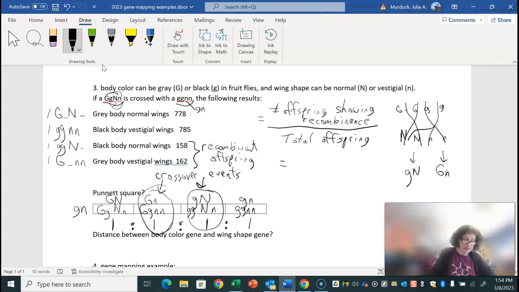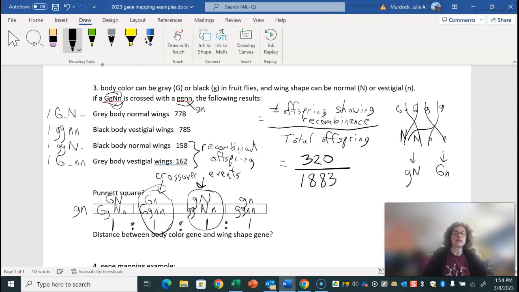158 plus 162 comes to 320. So 320 is on the top of my fraction, and on the bottom, I believe it is 1,883 total offspring. If I total all of these guys, correct me if I'm wrong, guys, but I'm pretty sure that's what that is. Okay? So there it is.